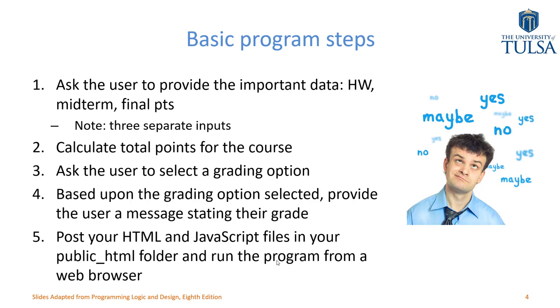Okay, so the basic steps in this program are: you're going to ask the user for inputs. We're going to have 3 separate inputs for the homework, midterm, and the final points. Then from that point, we can calculate your overall points for the course. Then we have to ask the user what your grading option is. Are you doing pass-fail, where you need greater than or equal to 80 for a passing grade, and anything less than 80 is a fail, or you're going to use the standard grading option, which is A, B, C, D, F. And then you're going to post your files to your web server and make sure it runs.